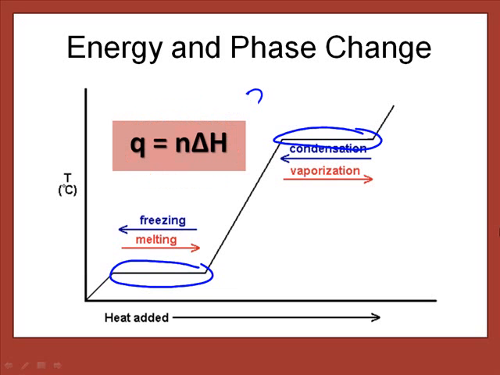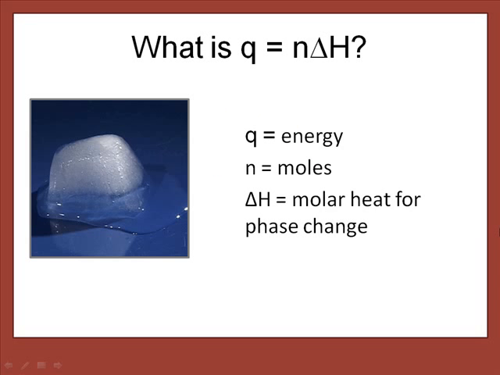Let's try this one. Q equals N delta H. What is N delta H? Well, Q is still energy, or heat. N is the same as N was in gases. N is moles. And delta H, we're going to talk about H in a second. It's technically this thing called enthalpy. But let's just say it is the heat needed for a phase change. And it's always given per mole of material, so it's the molar heat for a phase change. We're also dealing with potential energy changes here. I just want to remind you of that fact.